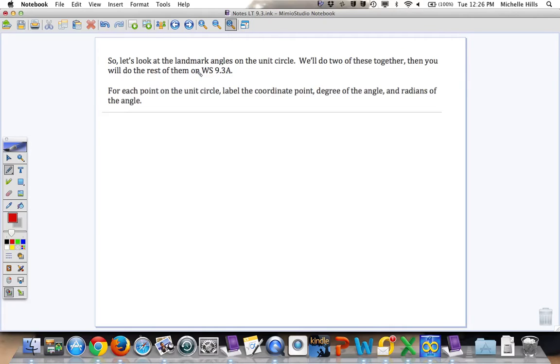So when we look at the landmark angles on the unit circle, I'm going to do a couple of these with you. But before I do anything with these, I always draw my 30, 60, 90 triangles, because I'm going to need them. And I like to draw 60, 30, and 30, 60 a little differently, so I can just look at this as my reference angle to the x-axis. And then a 45, 45, 90. These don't have to be drawn to scale. I don't care. But think about what happens here.